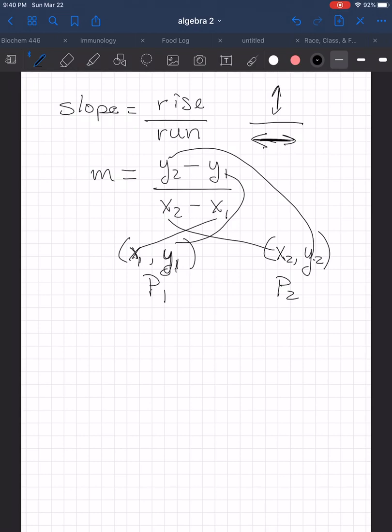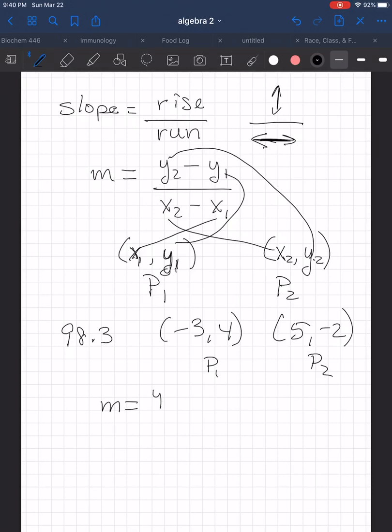So if you look on page 415, it says find the slope of the line, not the distance between the 2 points, but the slope of the line that passes through -3, 4 and 5, -2. All right, I'm going to pick this as point 1 and this as point 2. So m equals, I'm going to write the formula again until I get used to it, and I'll plug into that. So because this is point 2, this is y2, x2, x1, y1.